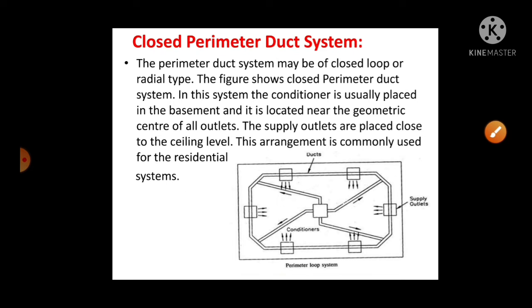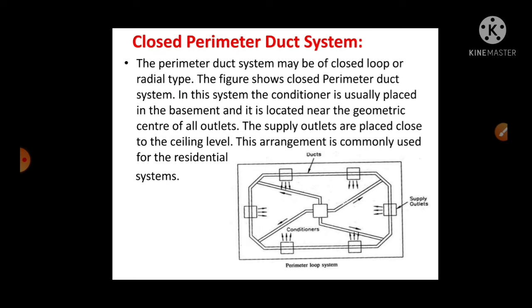So next is closed perimeter duct system. The closed perimeter duct system may be closed loop or radial type. The figure shows the closed perimeter duct system. In this system, the conditioned air unit is usually placed in the basement and it is located near the geometric center of all outlets. The supply outlets are placed close to the ceiling level. The arrangement is commonly used for residential building or for air conditioning a big hall.